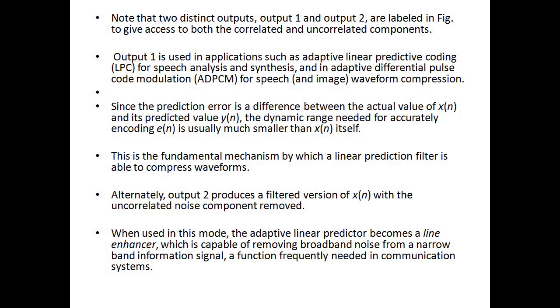Since the dynamic range of the prediction difference between the actual signal is smaller than x of n itself, this is the fundamental mechanism by which we compress your input signal, that is for output 1. So output 1 will give you the compressed version of your given input signal, whereas output 2 produces the filtered version. Filtered version in the sense that if there are any noises, they have to be filtered out and then communicated to a further unit for further signal processing.